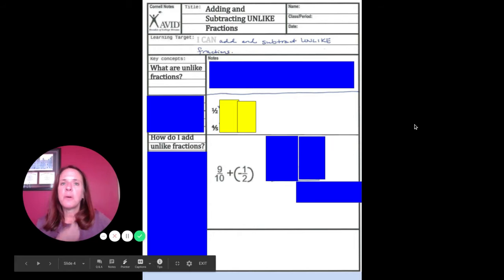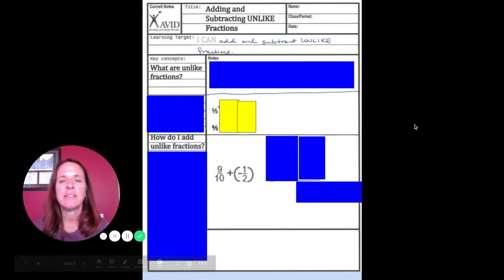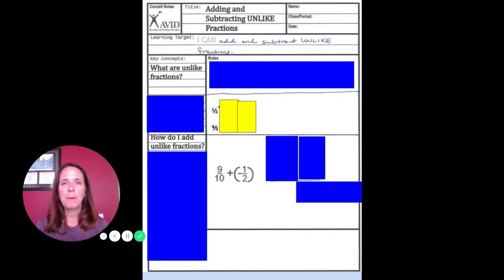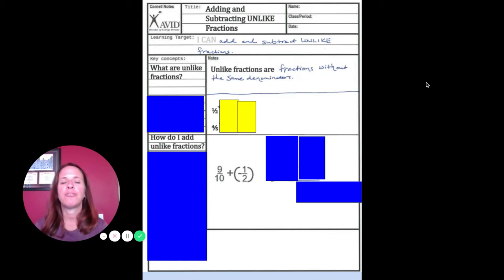All right, so we're going on to our next lesson. Again, just focusing on the adding, but please fill in your entire learning target. I can add and subtract unlike fractions. So what are unlike fractions? Well, unlike fractions are fractions without the same denominator or without a common denominator.